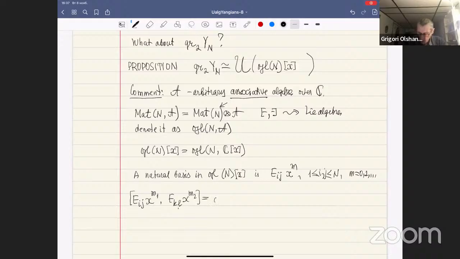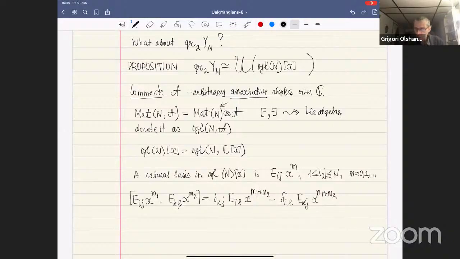And the result is the same formula as usual, but only we have these terms. So this is quite evident, I hope. Some questions, maybe? Okay.